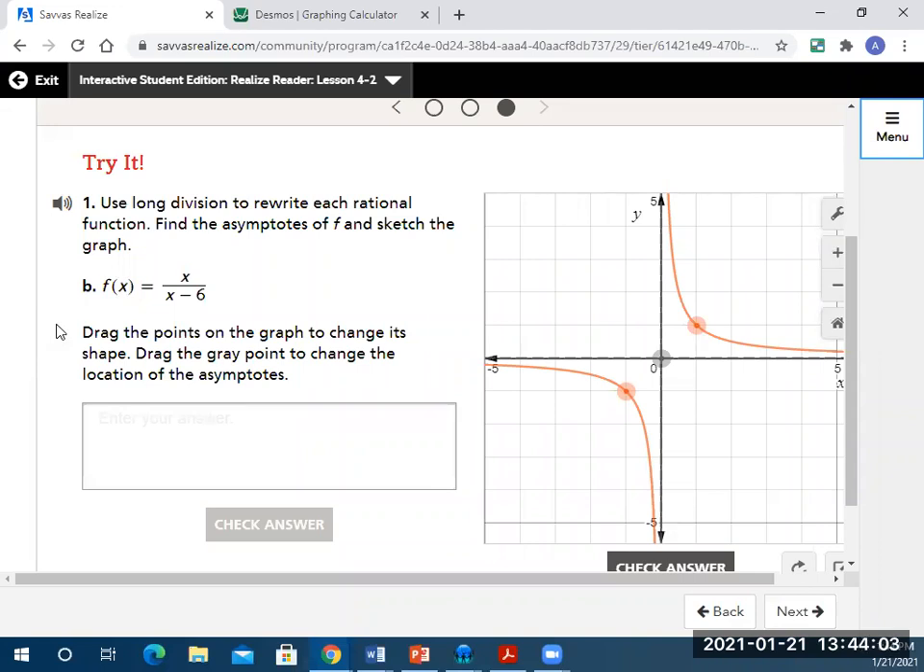So you have 6 over x minus 6 plus 1. So the parent has to be.